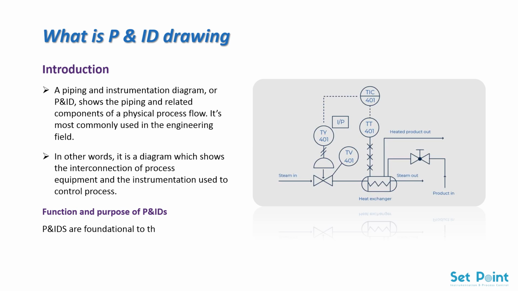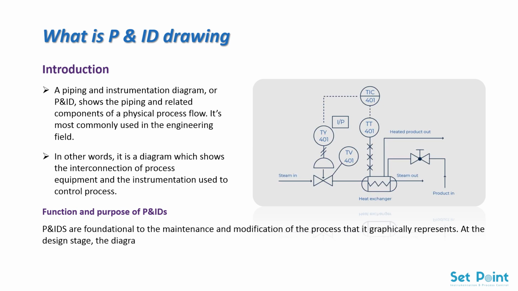Function and purpose of P&ID. P&ID are foundational to the maintenance and modification of the process that it graphically represents. At the design stage, the diagram also provides the basis for the development of system control schemes, like hazard and operability study.